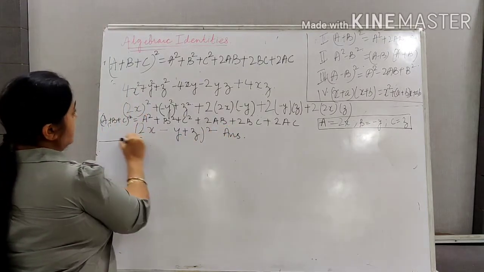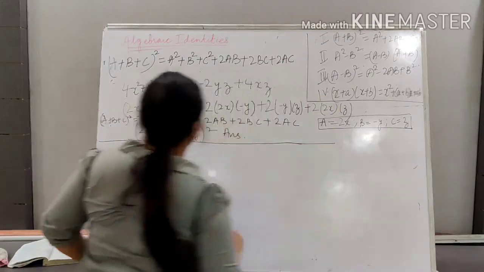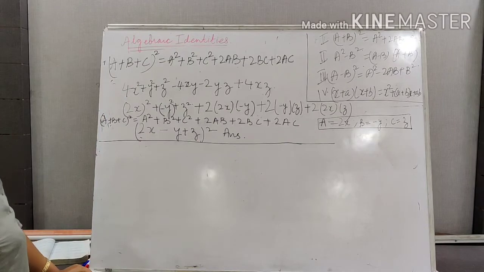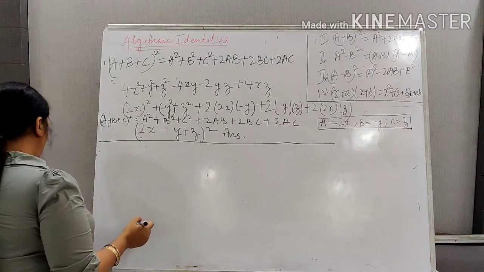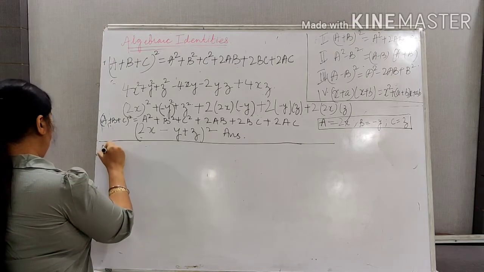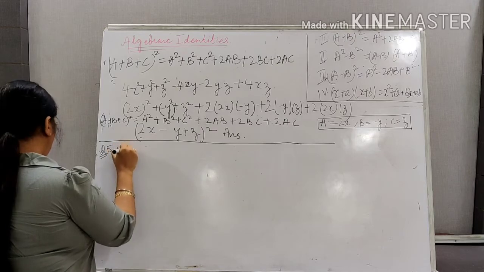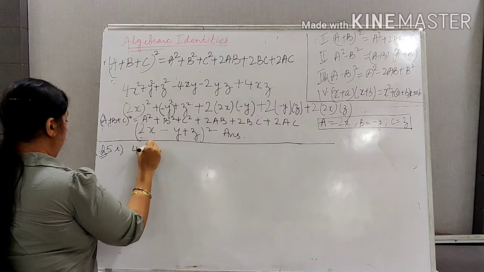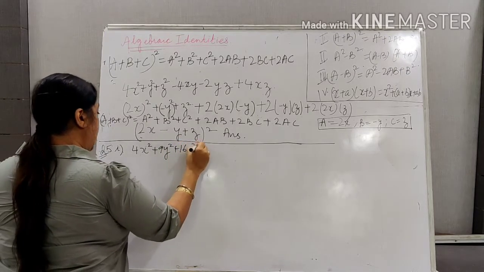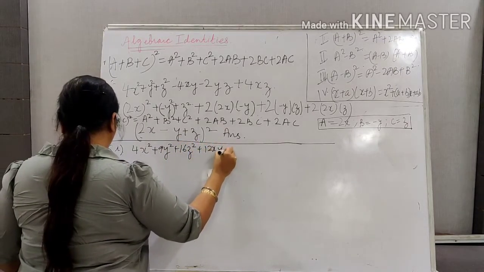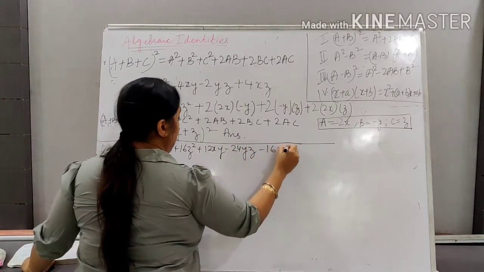This is the factorization of a 6-term question. Let us take another question. Let us do some questions from the exercise. This is question number 5. I am taking the first part. Question is 4x square, 9y square, 16z square, 12xy minus 24yz minus 16xz.